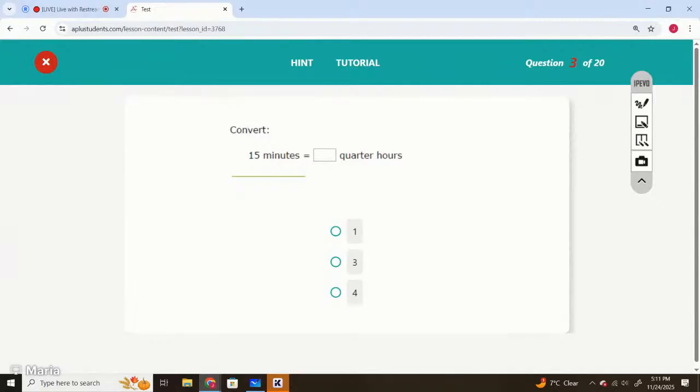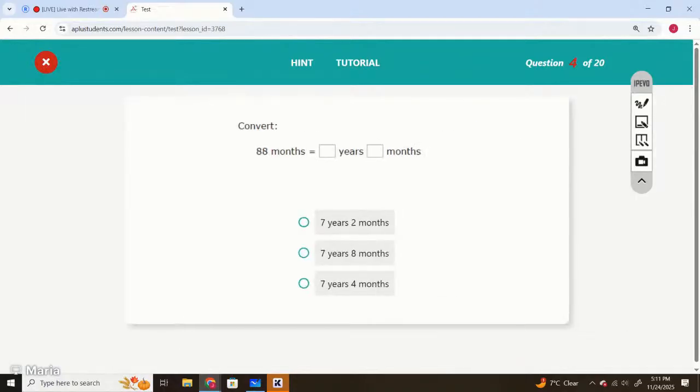15 minutes equal how many quarter hour? 15 minutes equal 1 quarter hour. 15 minutes means 1/4 of an hour. So 15 minutes equal 1 quarter hour. The correct option is 1.